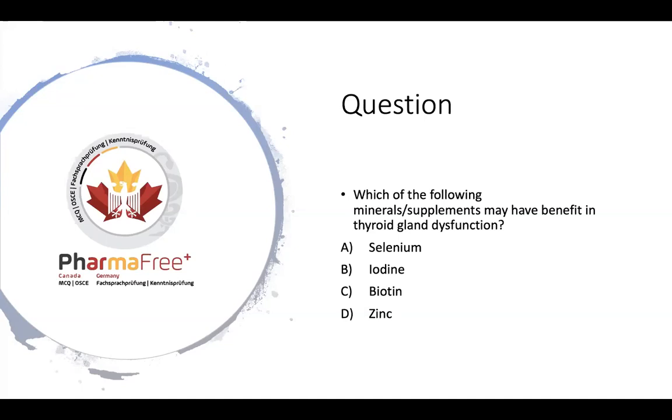That's why it's added to most of the salts you buy from the supermarket. It says it's rich with iodine for the thyroid function. But biotin, no benefit. Zinc, no benefit. Selenium, yes, there is a benefit from selenium.